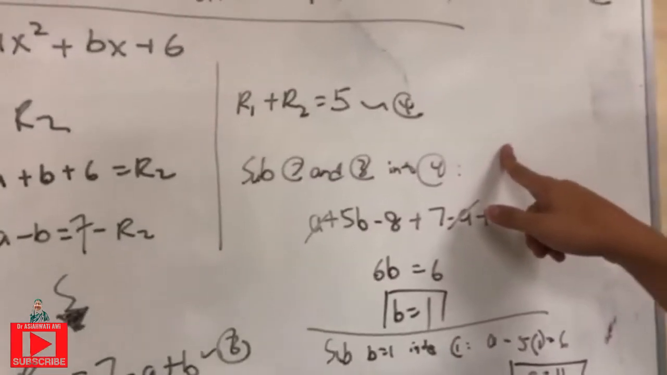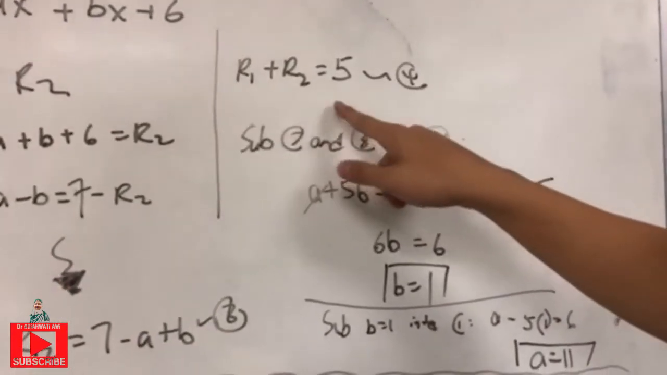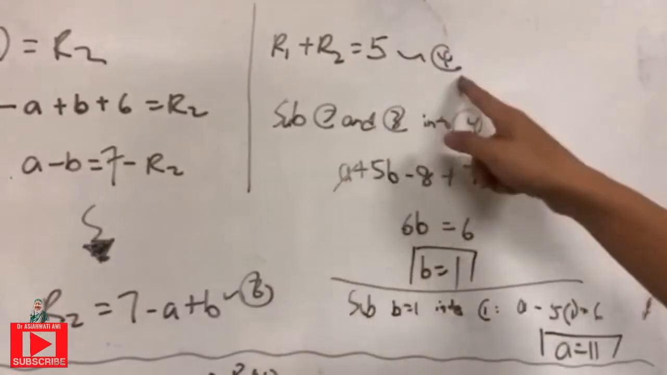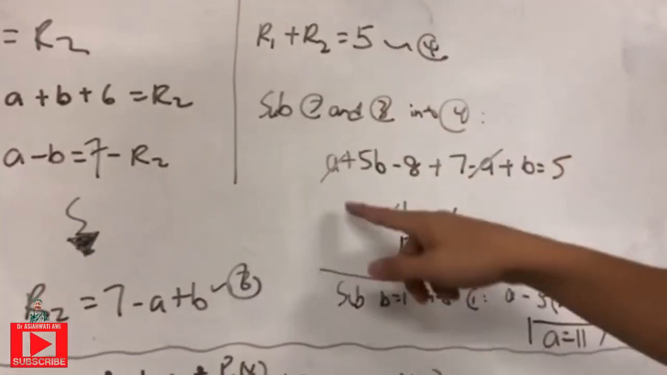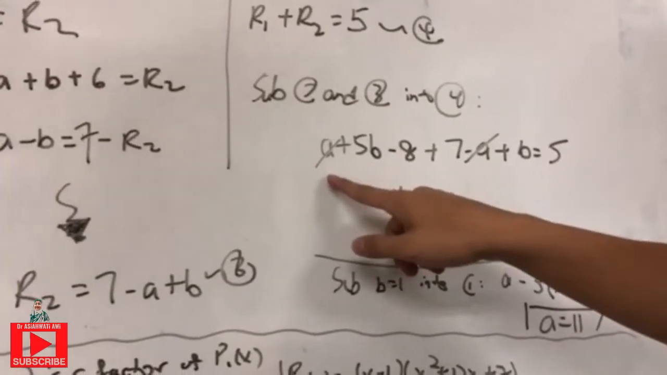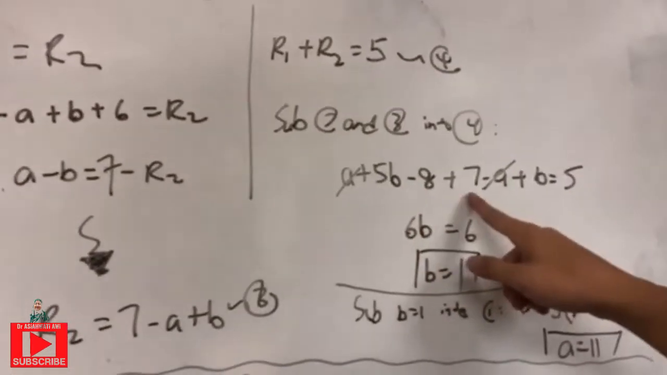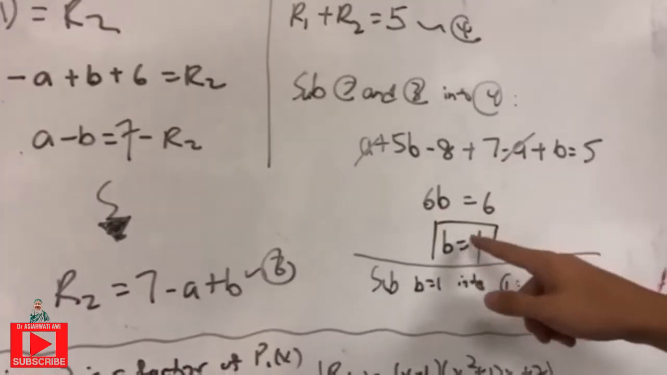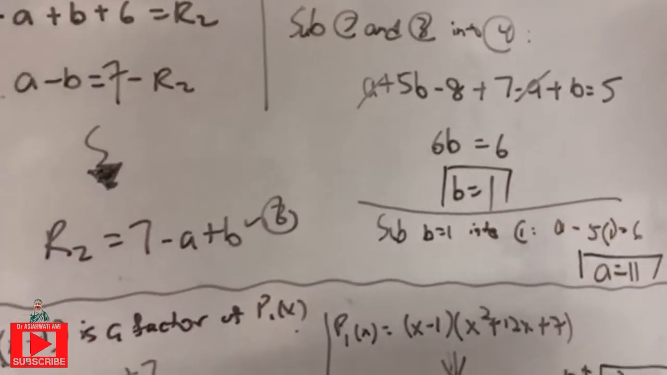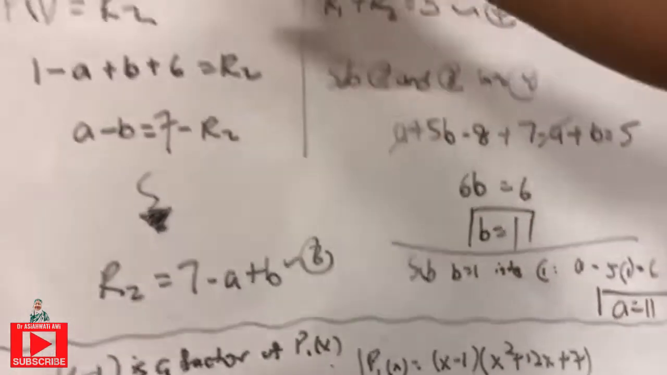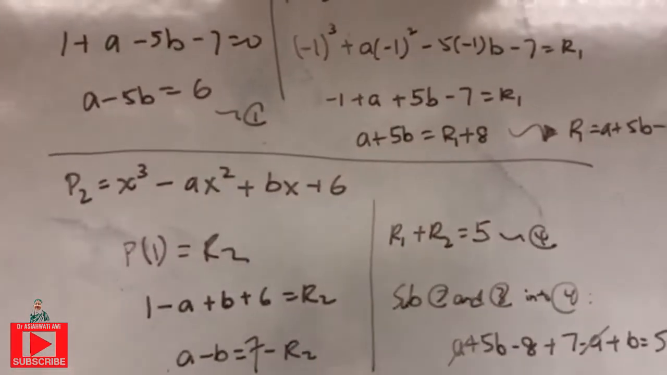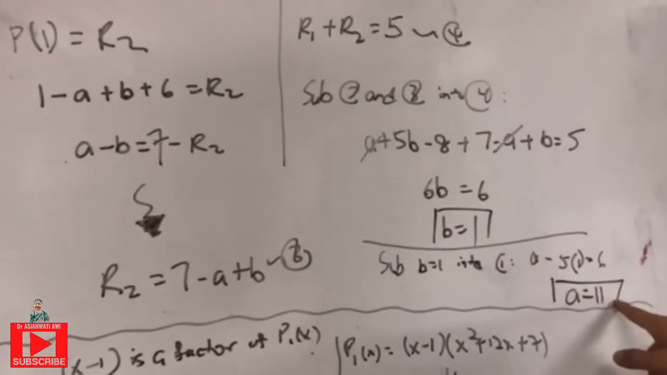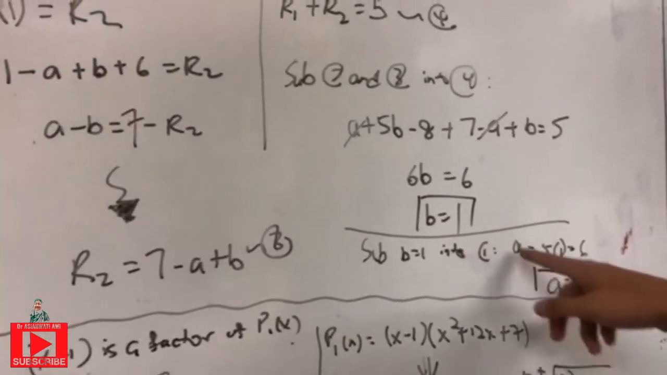The question also gives that R1 plus R2 equal to 5. So we sub equation 2 and equation 3 into this equation. So a plus 5b minus 8 plus 7 minus a plus b equal to 5. So 6b equal to 6, and we find out that b equal to 1. So we sub b equal to 1 into equation 1. So a minus 5 times 1 equal to 6. We find out a equal to 11. So we find out the value of a and b.